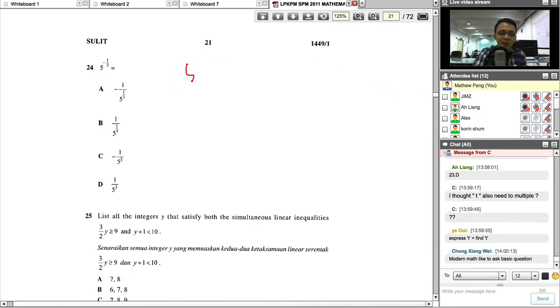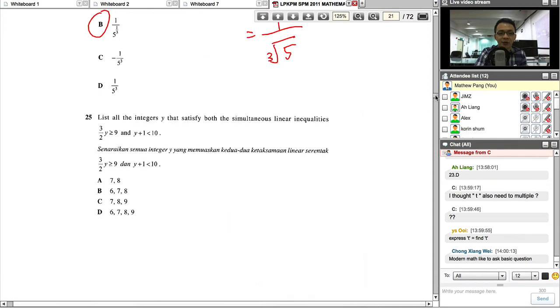Alright, this is 5 power of negative 1 over 3. First, you must understand negative in power means 1 over. Okay, negative in power means 1 over. So I got 1 over 5 power of 1 over 3. Yes, that's simple. It's B. Alright, and then of course you have to understand power 1 over 3 actually means cube root 5. Okay, this is something you must understand.